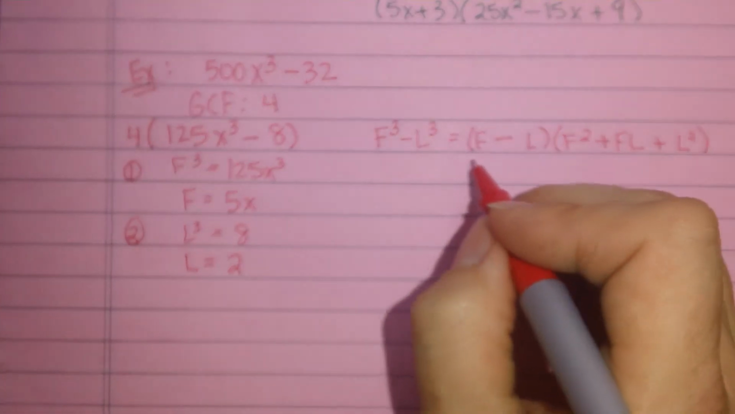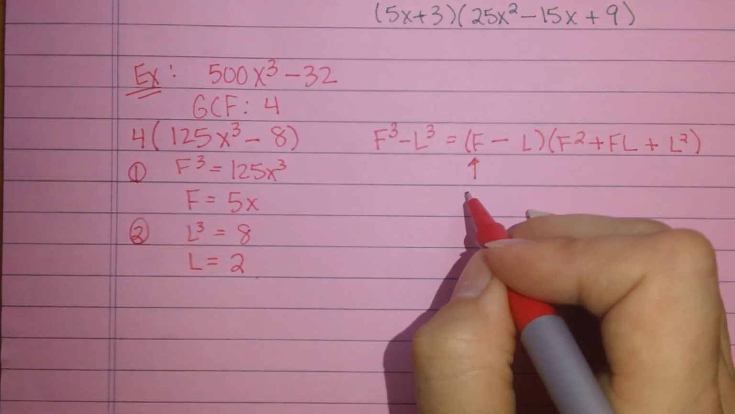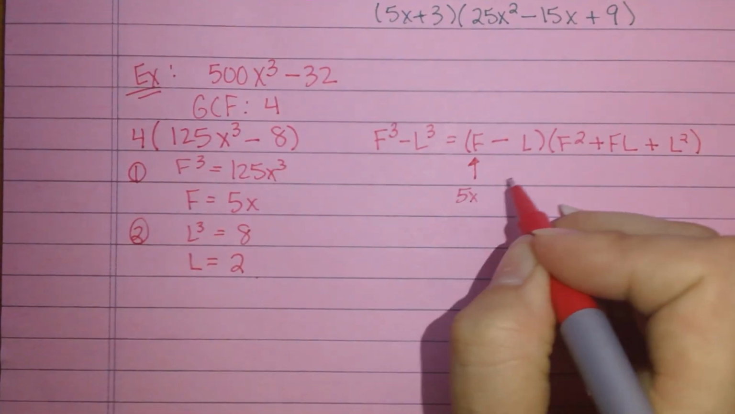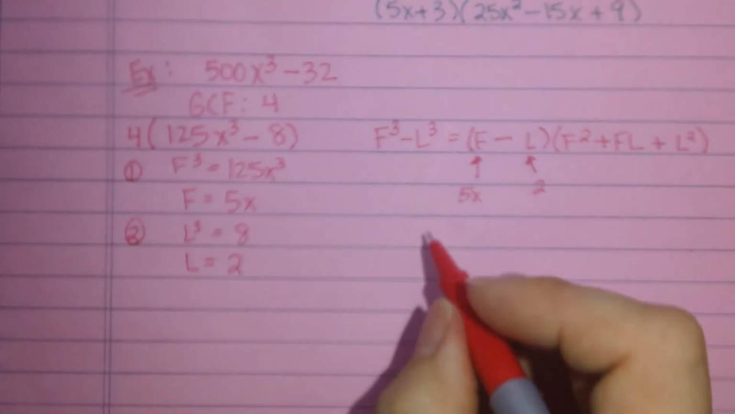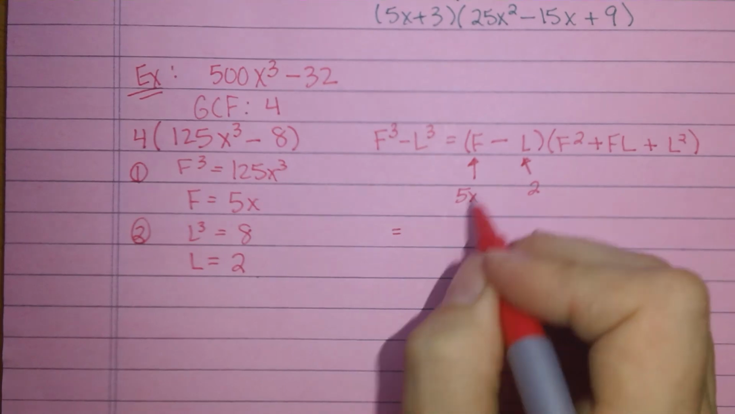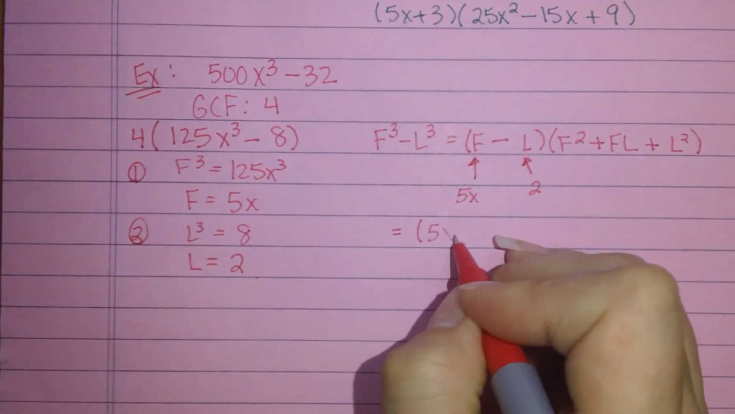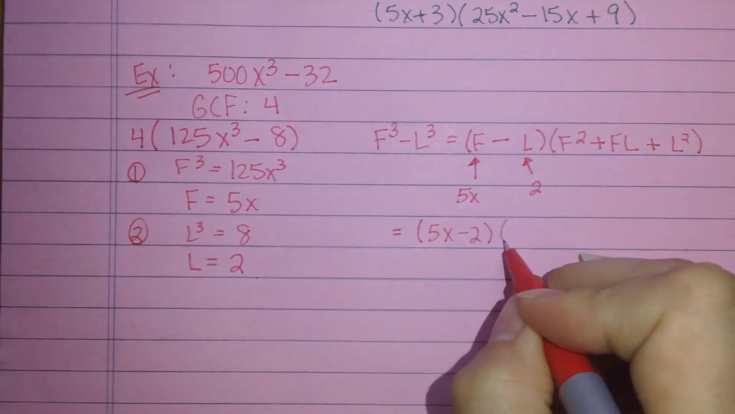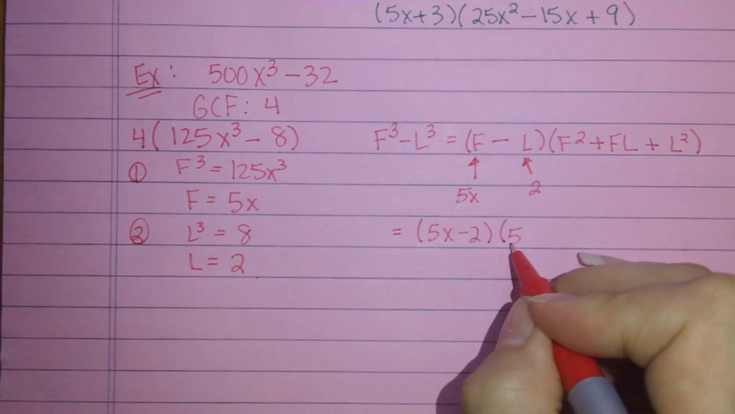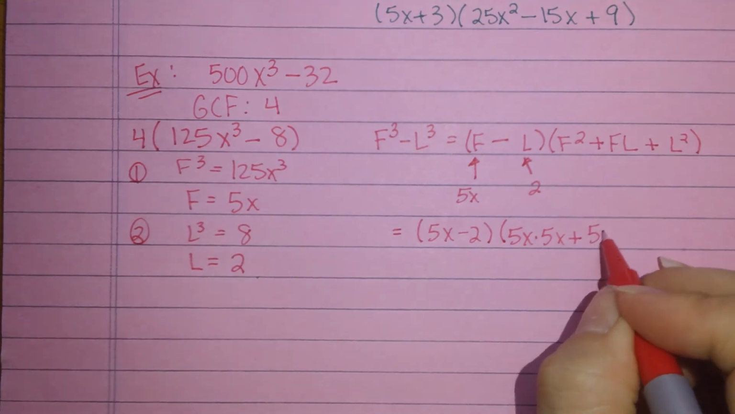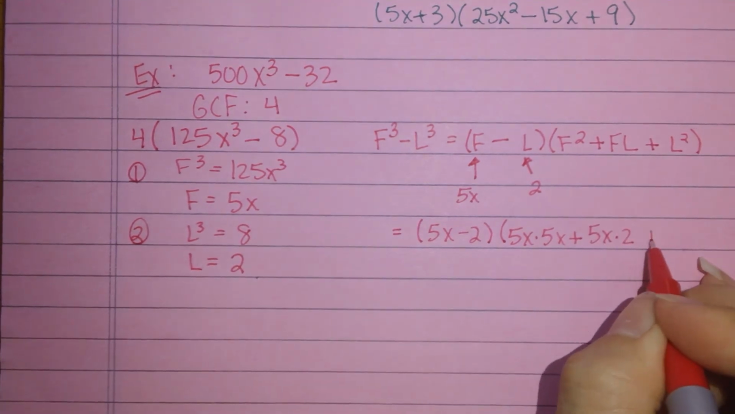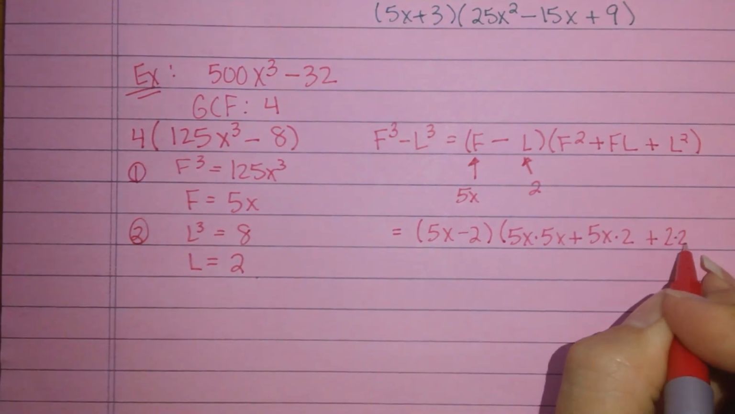And when we go back to our formula, we'll fill in all the F spots with a 5x and all the L spots with a 2. So this formula becomes 5x minus 2 times F squared, which is 5x times 5x, plus FL, which is 5x times 2, plus L squared, which is 2 times 2.